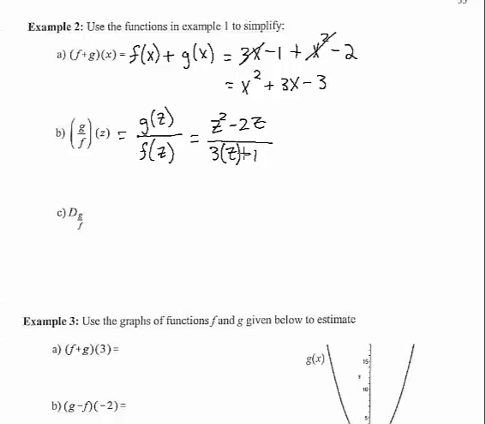Oh, I don't need that parentheses there. Okay, I have parentheses around the z. Okay. And that's not the only way that we can write that, but we cannot simplify this expression any further. We just leave it like that. Okay, well, what is the domain of g of f?